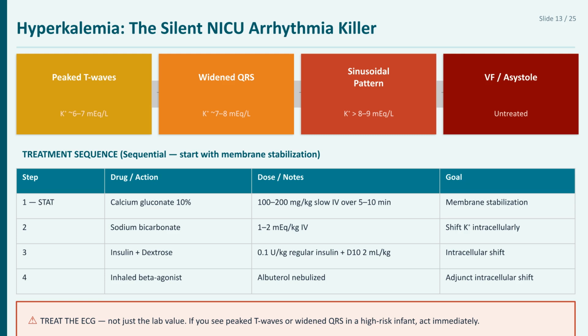Treatment must begin immediately with membrane stabilization using calcium gluconate. This is followed by shifting potassium intracellularly using sodium bicarbonate, insulin, dextrose, and inhaled beta agonists.